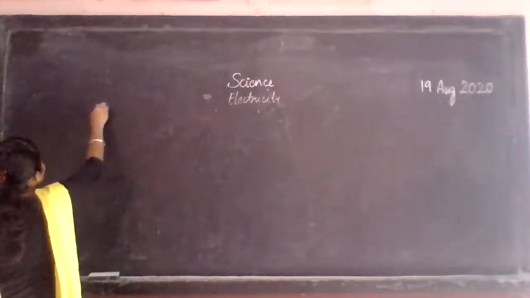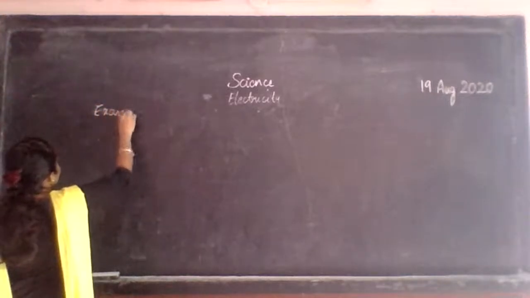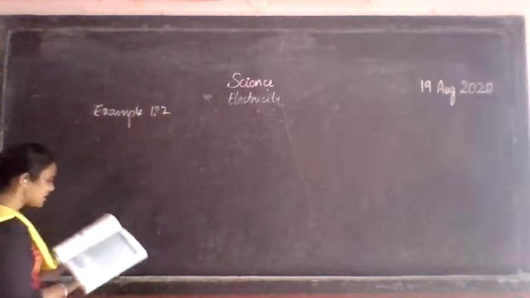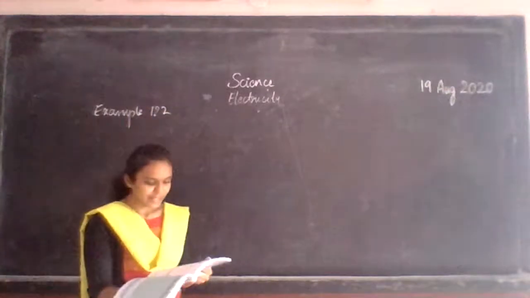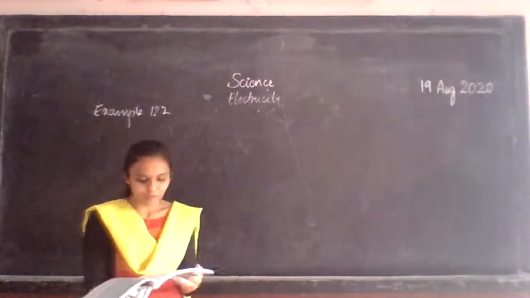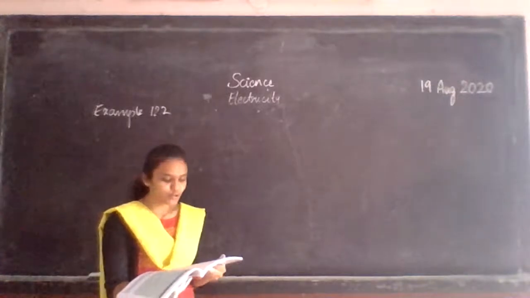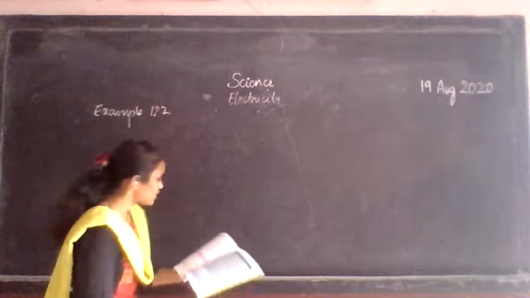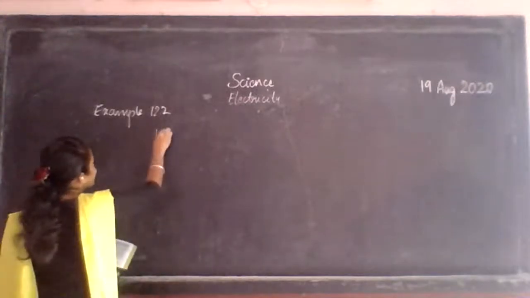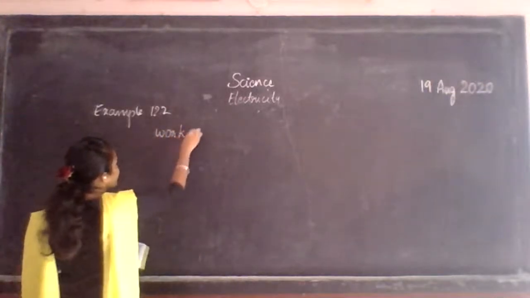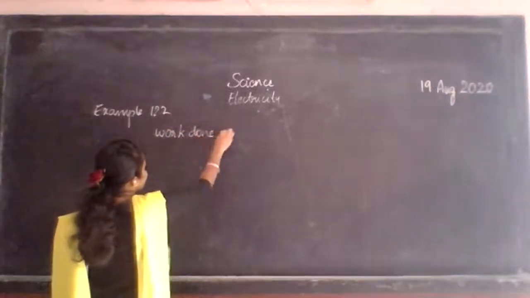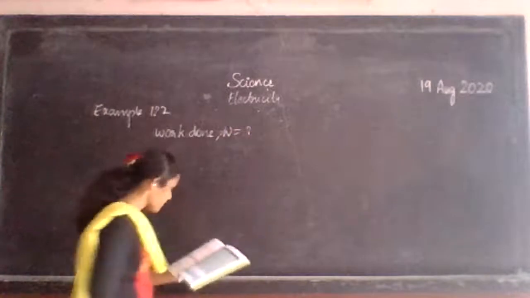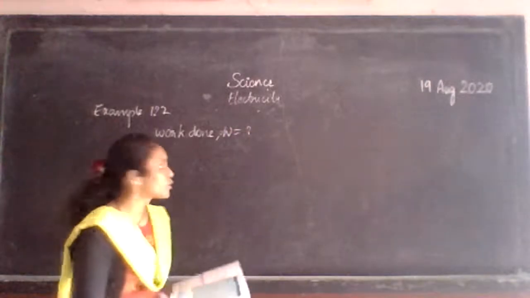Example 12.2. The question is, how much work is done in moving a charge of 2 coulomb across 2 points having a potential difference of 12 volts? So they are asking you to calculate work done. Okay, work done. You have to calculate work done in moving a charge of 2 coulomb.